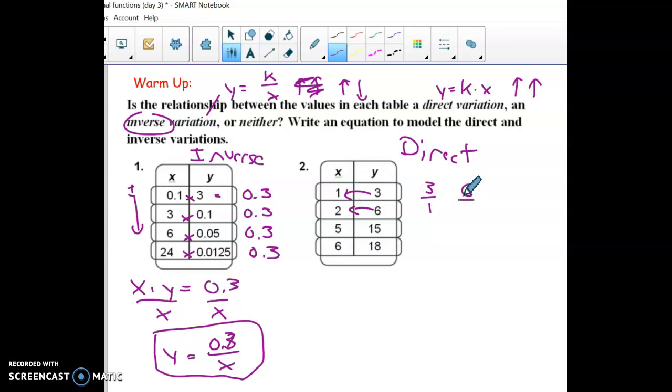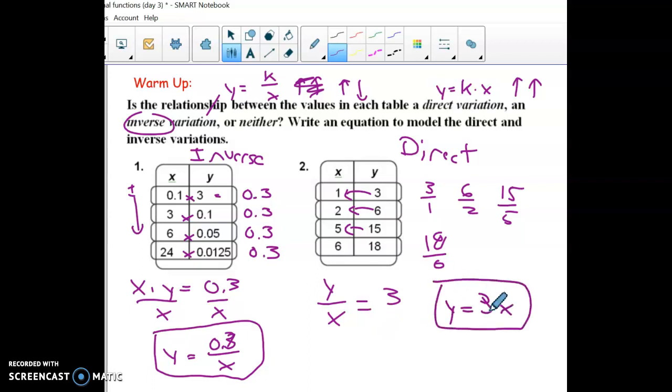6 divided by 2 is also 3. 15 divided by 5 is also 3. And then the last pair, 16 divided by 8, is also 3. So basically, when we do y divided by x, we always get 3. So again, that's a valid equation. Or you could multiply both sides by x and say y is equal to 3 times x, which is the more traditional way to do a direct variation, just a constant times x. So this one would be an example of a direct variation table.